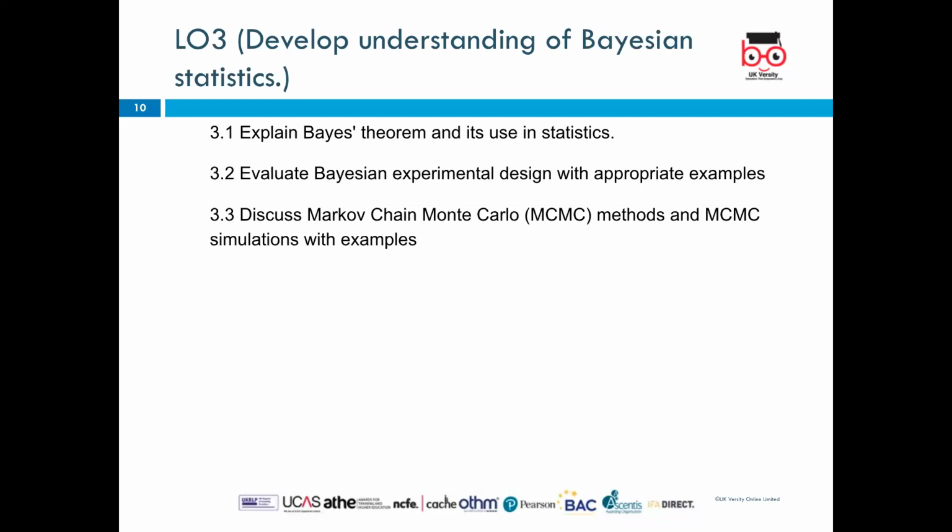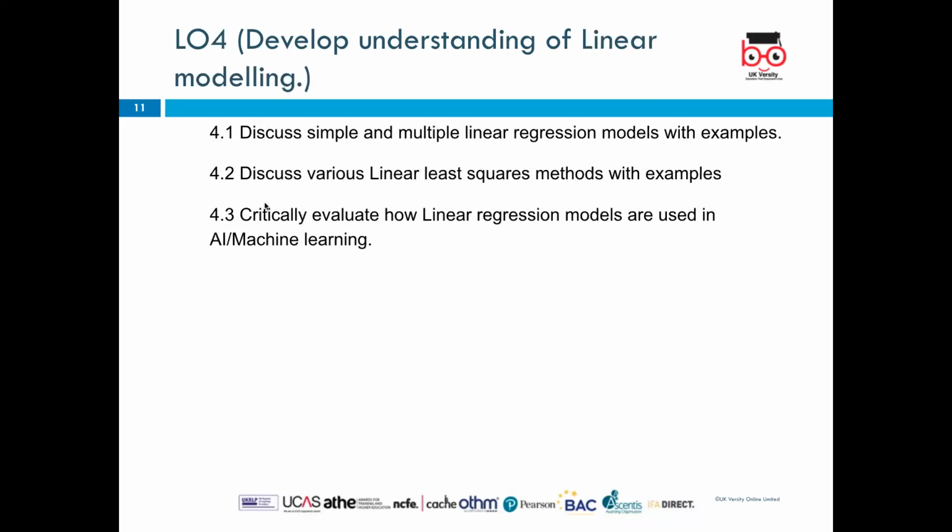And then learning outcome 3, we have develop understanding of Bayesian statistics. So right here, the first assignment is explain Bayes theorem and its use in statistics. Evaluate Bayesian experimental design with appropriate example. Discuss Markov chain Monte Carlo, MCMC, methods and MCMC simulations with examples. So all this we covered in learning outcome 3.